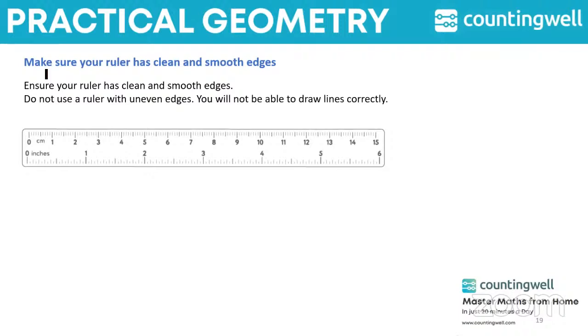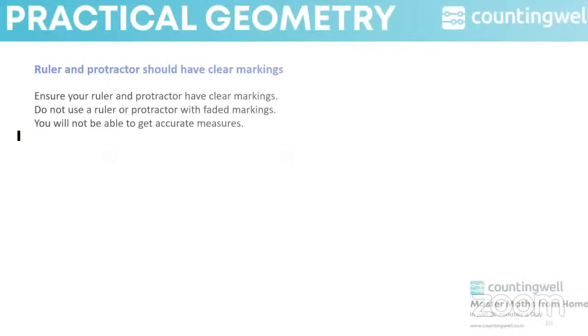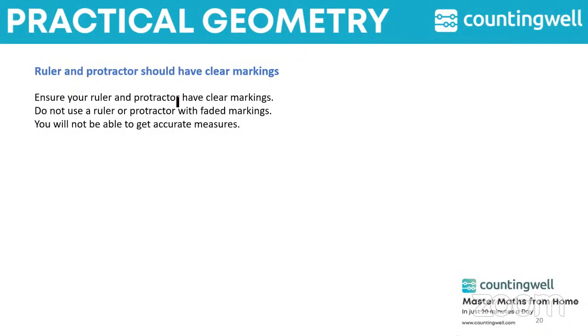Next, you should make sure that your ruler has clean and smooth edges. So do not use a ruler with uneven edges or which is broken from the edges. You will not be able to draw lines correctly because that line will become crooked or shaky. Also, the ruler and protractor you are using should have clear markings, and there should be no faded markings because you will not get the accurate angle or the accurate length of any line segment. You will not be able to get accurate measures.